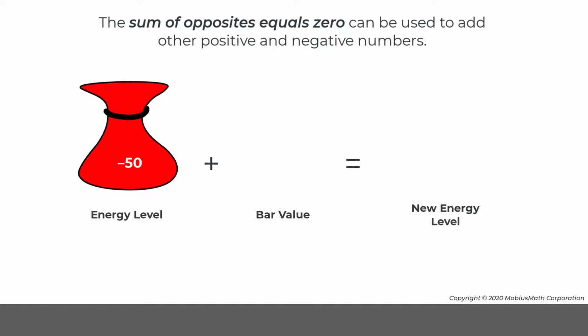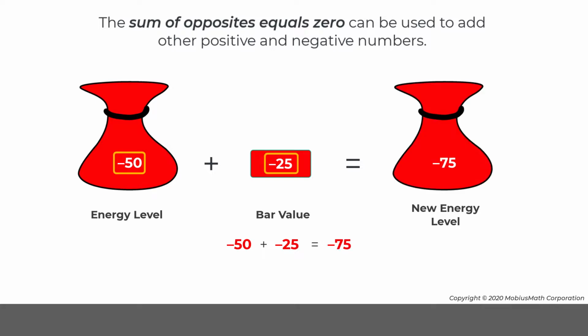When the player adds a negative 25 bar to the bag, the negative 50 energy level combines with the negative 25 bar to get a new energy level of negative 75.